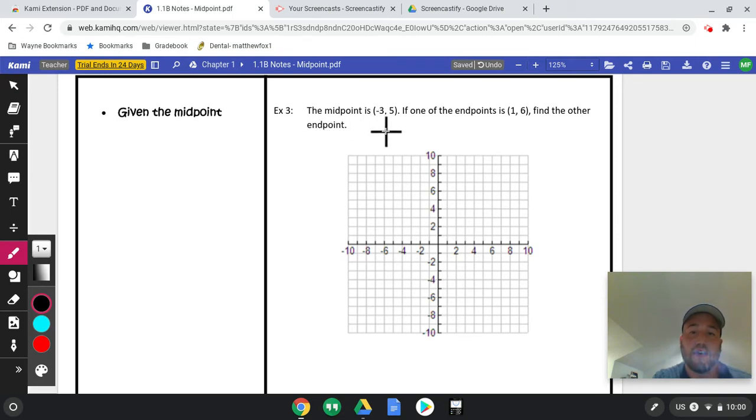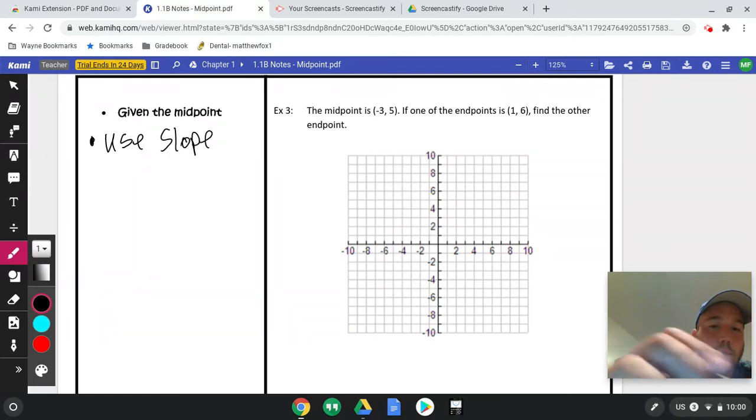Okay, so here, example 3 says the midpoint is negative 3, 5. If one of the endpoints is 1, 6, find the other endpoint. Now, there are 3 different ways we can do this. I mean, possibly others, but 3 main ways. The first way is going to be to use slope. So I'll show you what I mean by that.